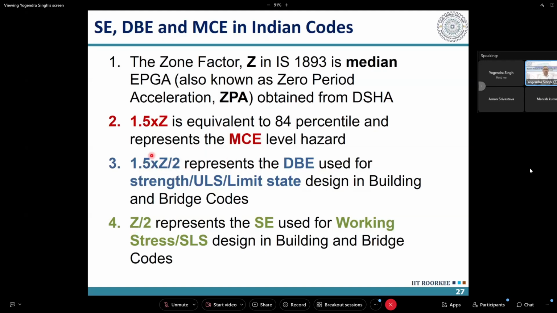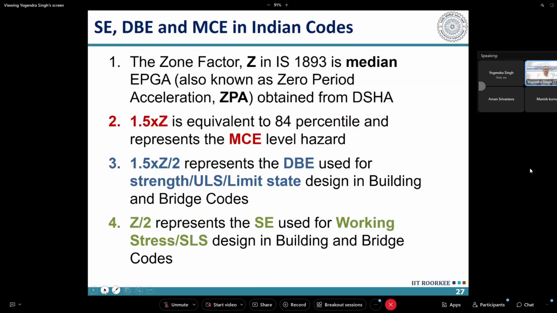And if I do not multiply by this 1.5, and use only Z by 2, then this is representing the serviceability earthquake. Serviceability earthquake is to be used in working stress design or satisfying serviceability limit states in the code. So for serviceability limit states, we are using Z by 2. Our code is consistent, but it is not clearly defined what DBE or MCE is. That is not clearly defined in our code. But actually it is using DBE through that load factor, and it is using SE for working stress design.